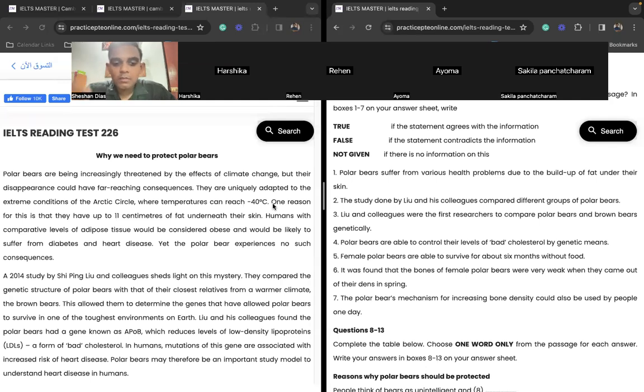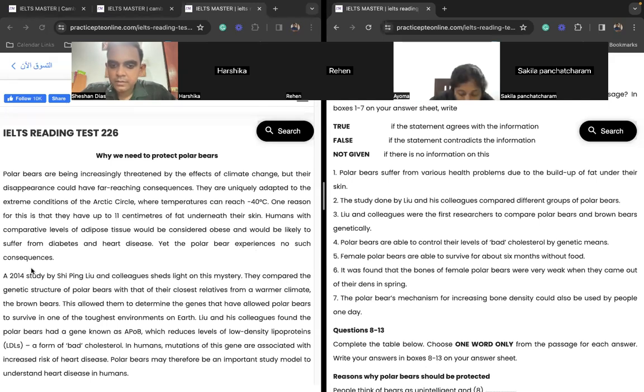Yet, polar bear experiences no such consequences. Humans with fat are considered obese and they suffer from illnesses. Polar bears experience no such consequences. Clear? Polar bears have no consequences.